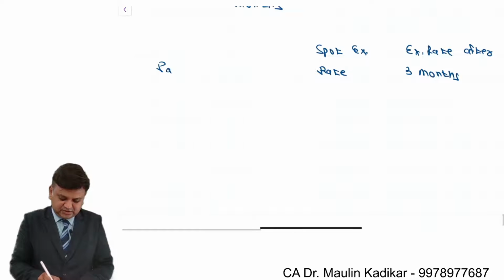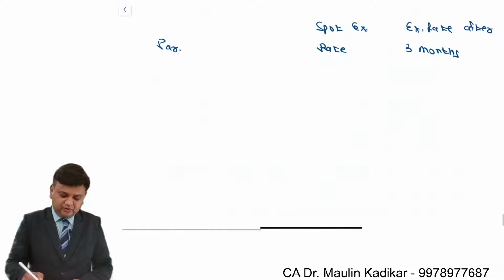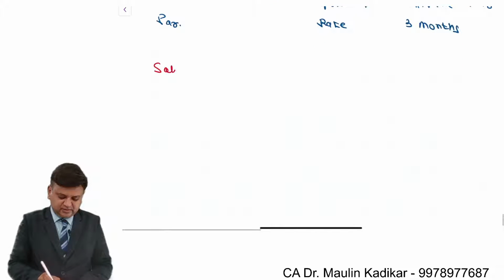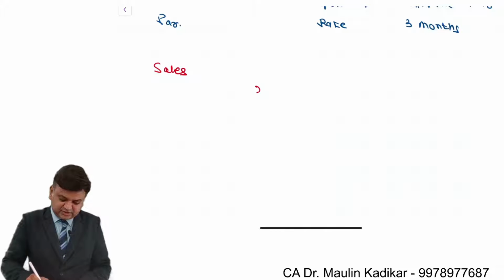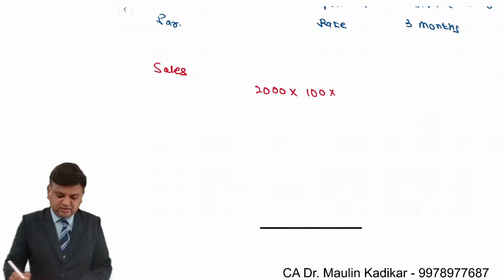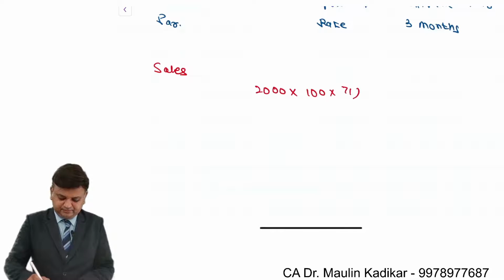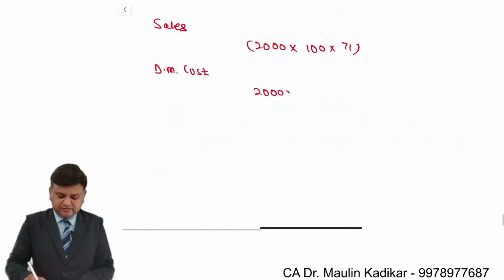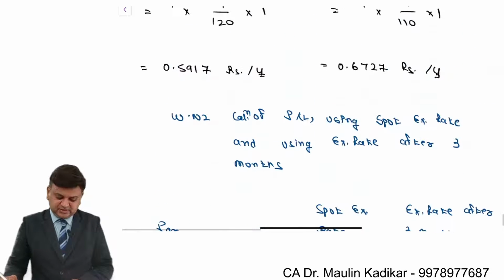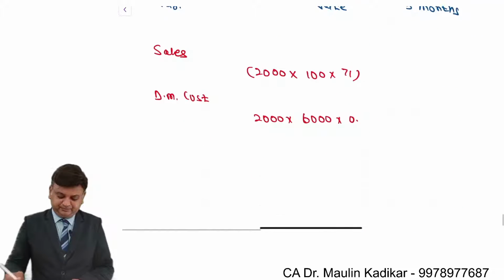and over here particulars. So what we have to do, we have to consider the sales. How many number of units? We understand it's 2000 units. What is the sale consideration? $100. What is the spot exchange rate? It is 71. Direct material cost. Again 2000 units. The price per unit is 6000 and the spot exchange rate is 0.5917.